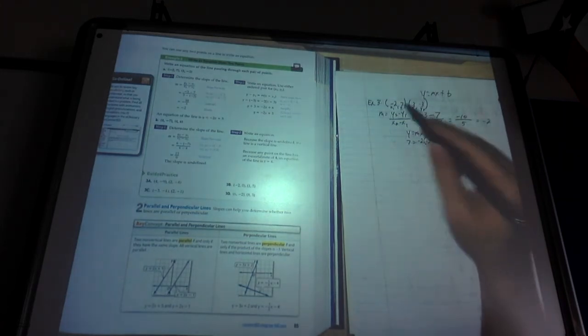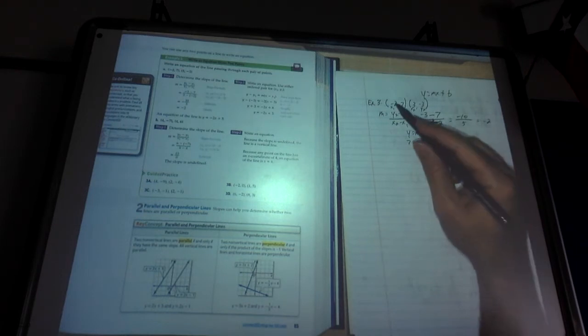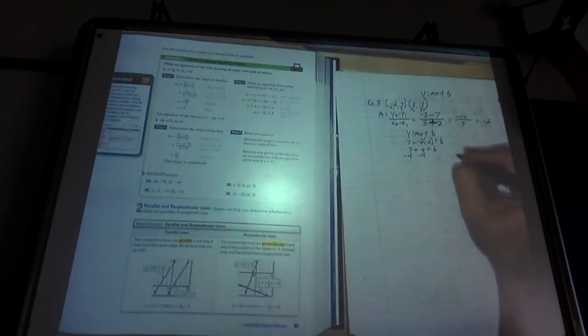Again, I plugged in my y. I plugged in my slope. I plugged in my x. And we're solving for b. So 7 equals -2 times -2, which is 4, plus b. Minus 4 on both sides, and I get that b equals 3.